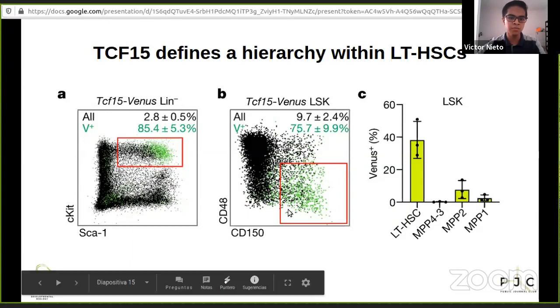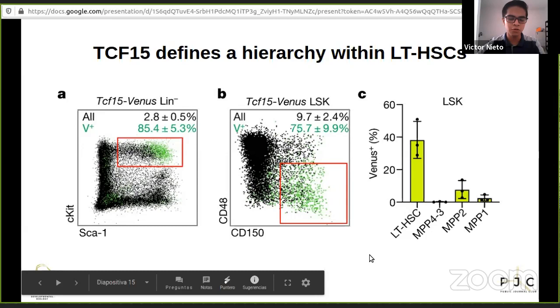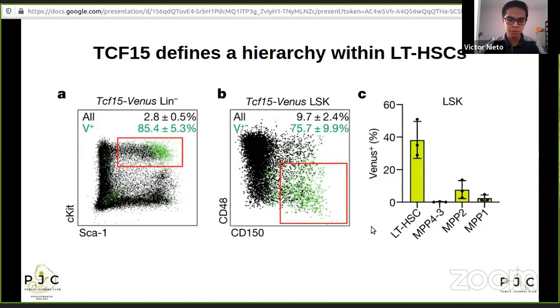And also, in agreement with the single-cell RNA-seq analysis, TCF15 expression within the LT-HSC compartment was also markedly heterogeneous. This is not shown here, but it was also positively correlated with surface levels of endothelial protein C receptor and SCA1, which are two markers of quiescent LT-HSC. So we go to the next one.